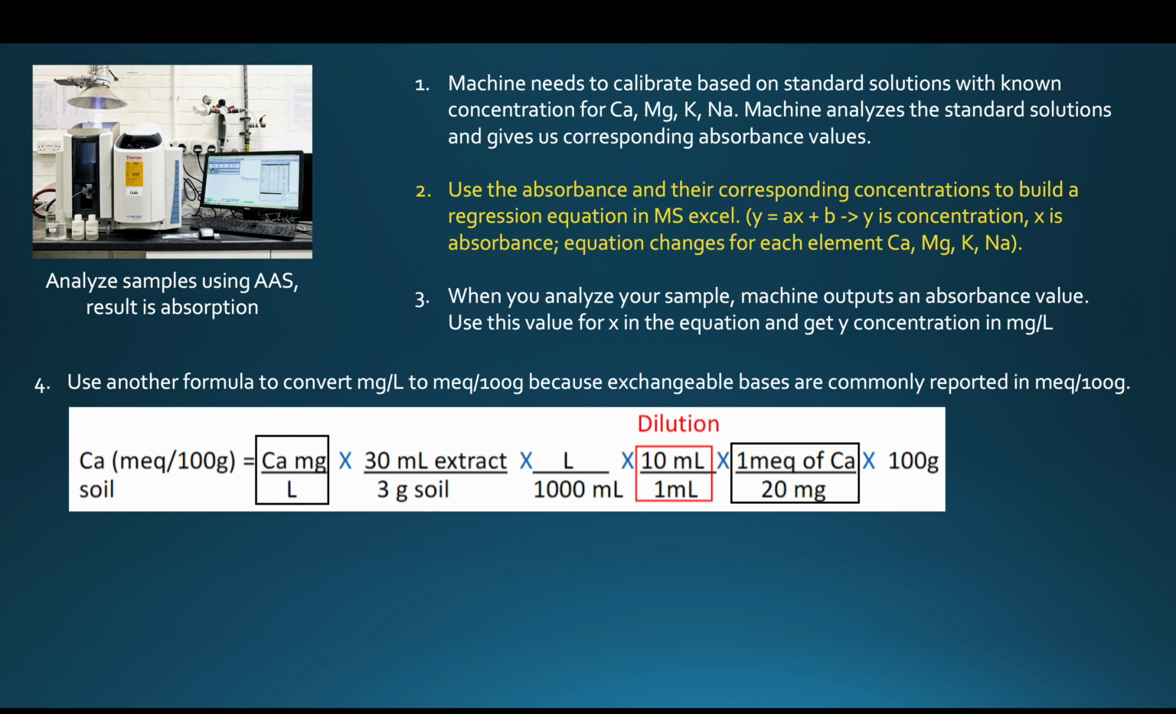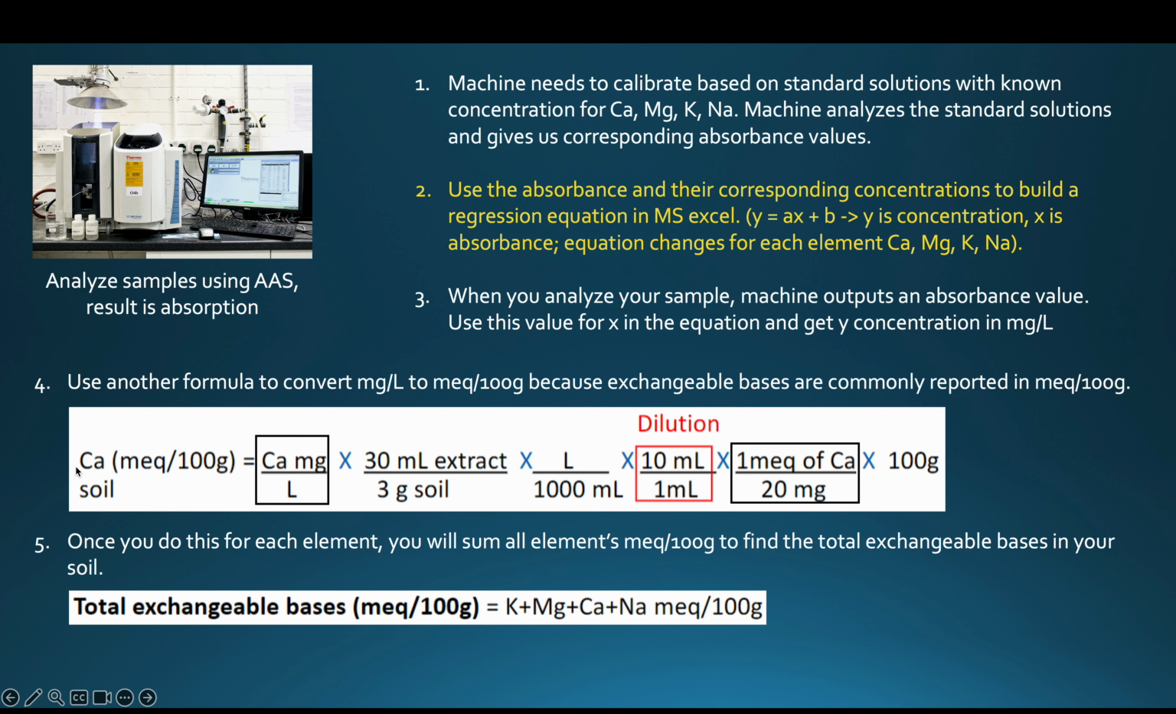You might also see sometimes moles or centimoles per kilogram. It's the same ratio, it just depends on the discipline that you're discussing this with. Also, the values are the same, so it's convenient. You'd sum all those up and you'd arrive at some total exchangeable bases in milliequivalents per 100 grams. So you do this for each of the 4 base cations, and then you just sum up those totals.